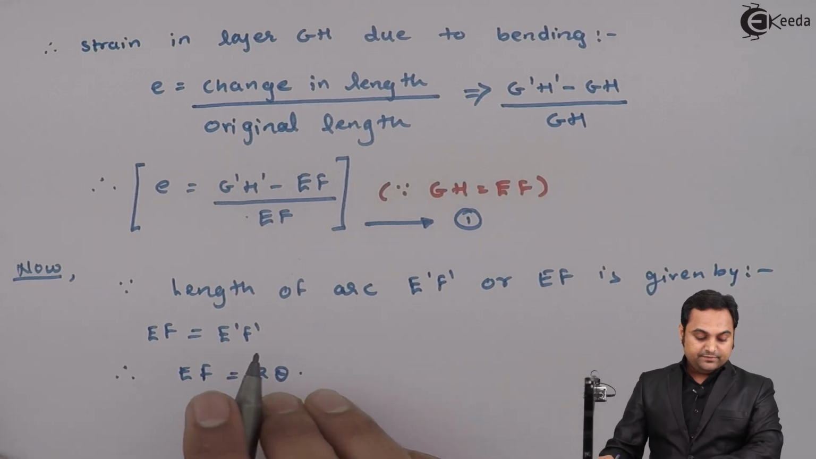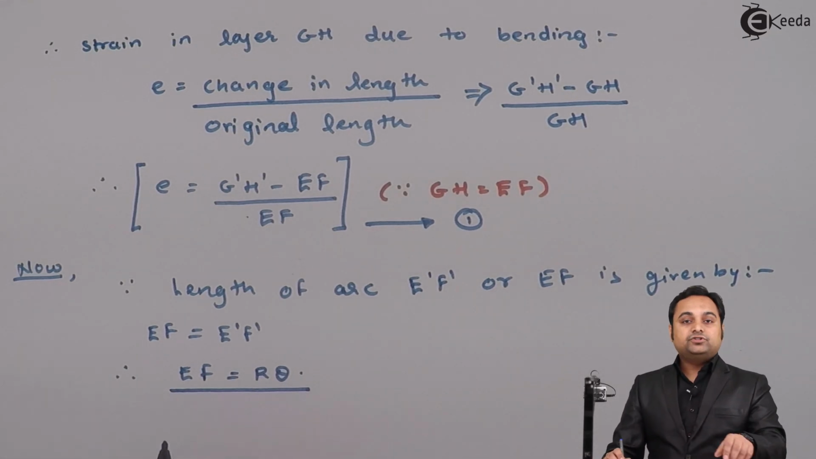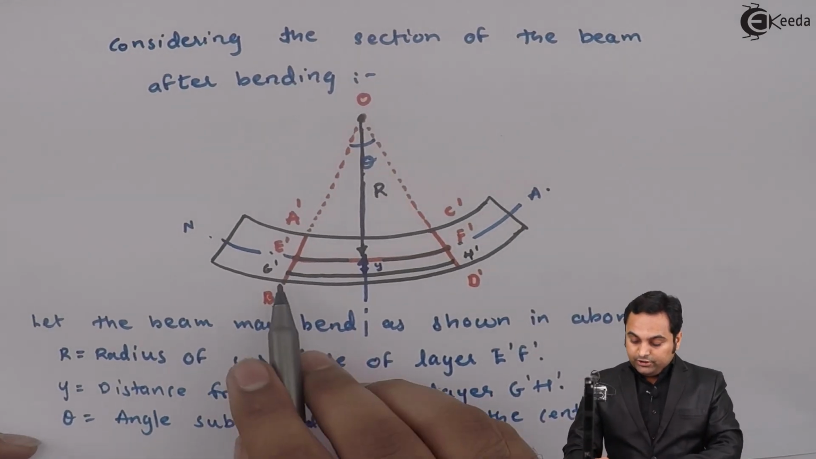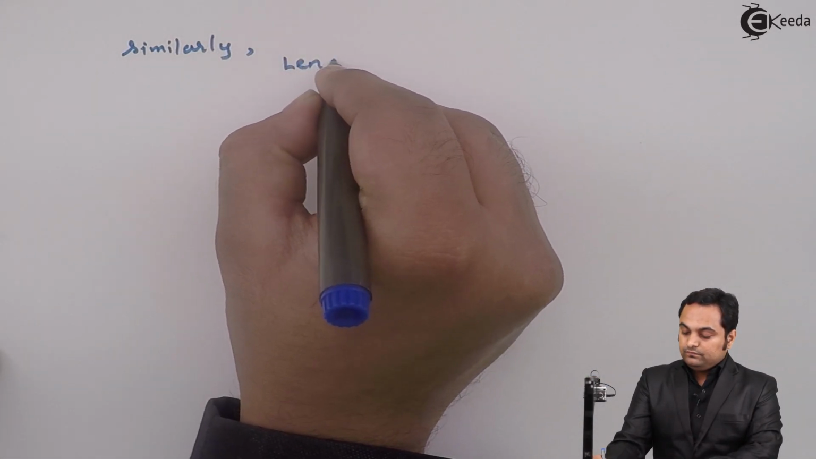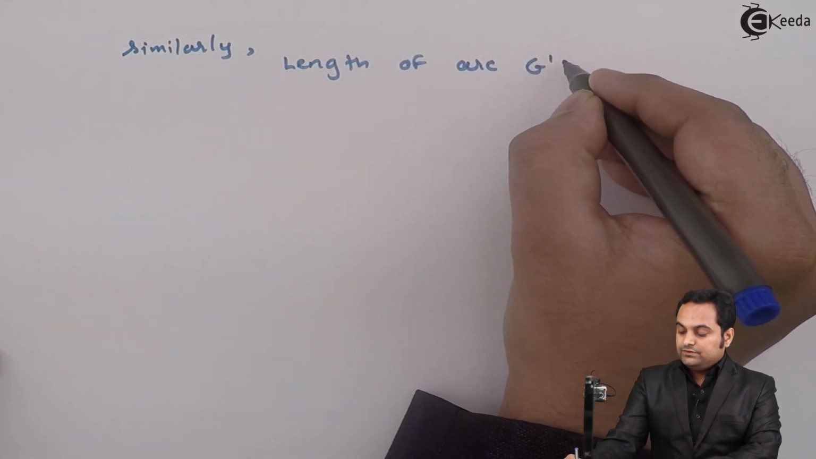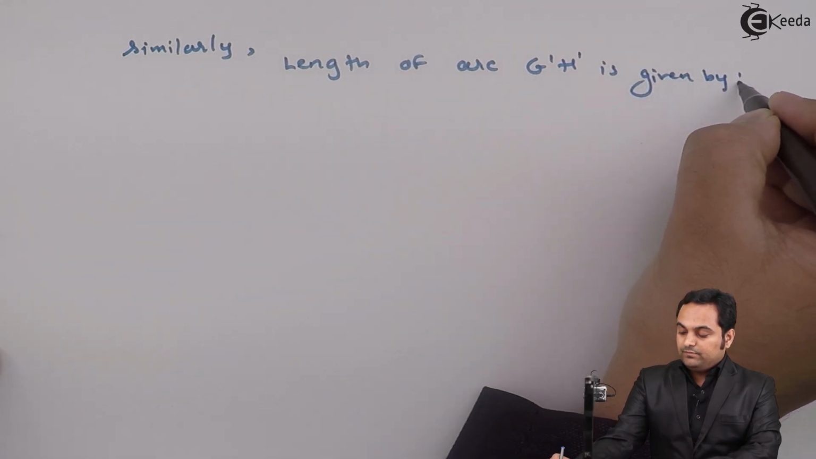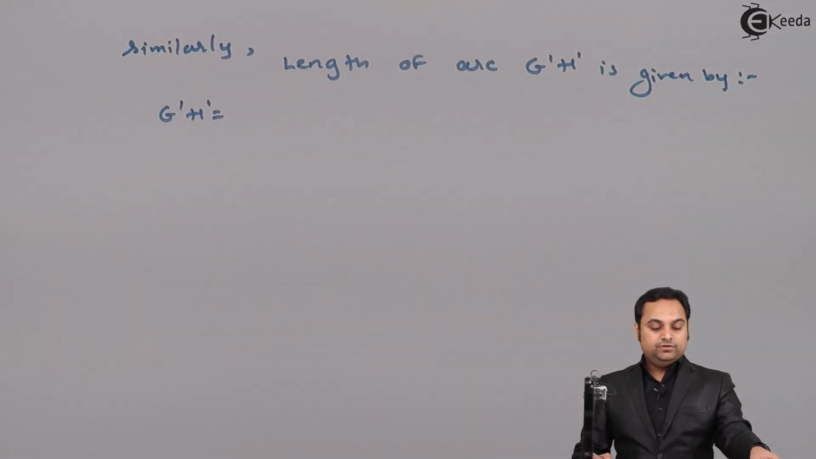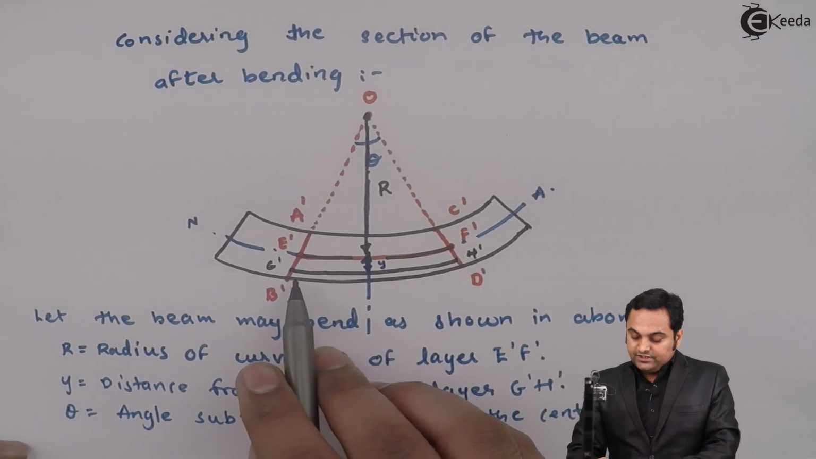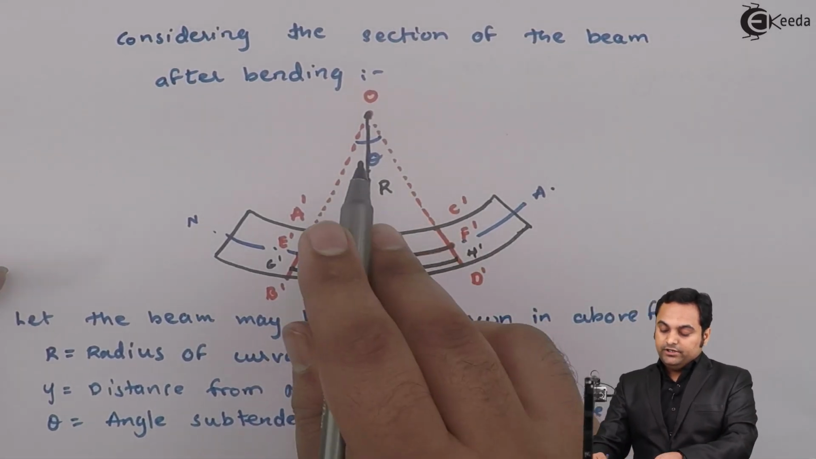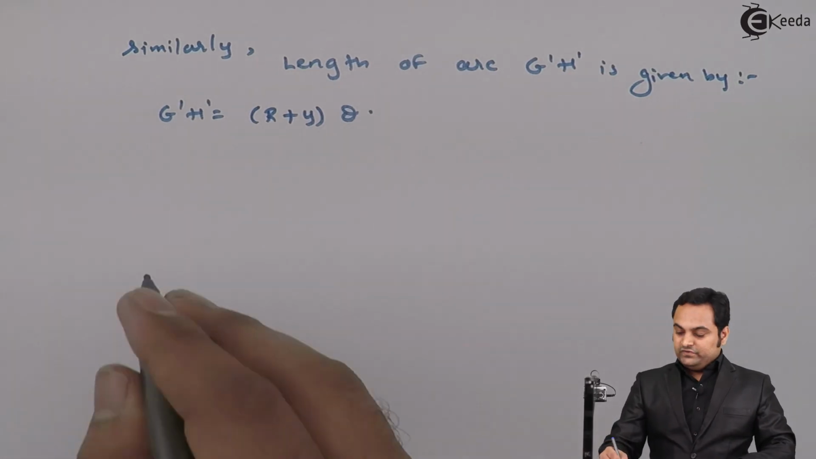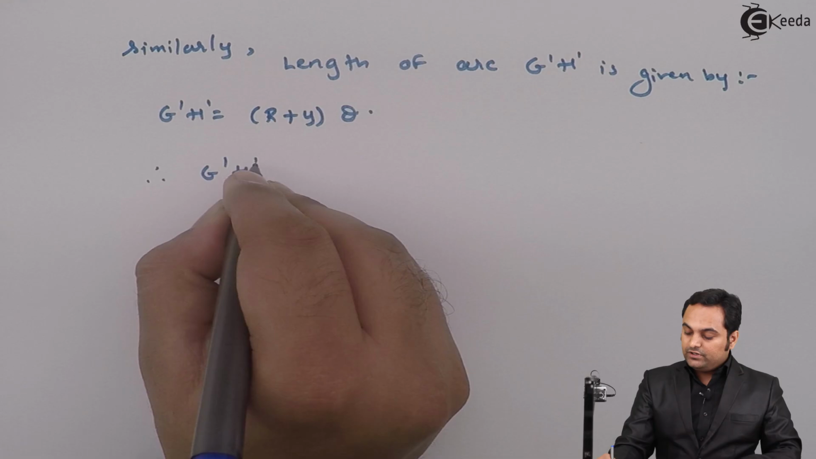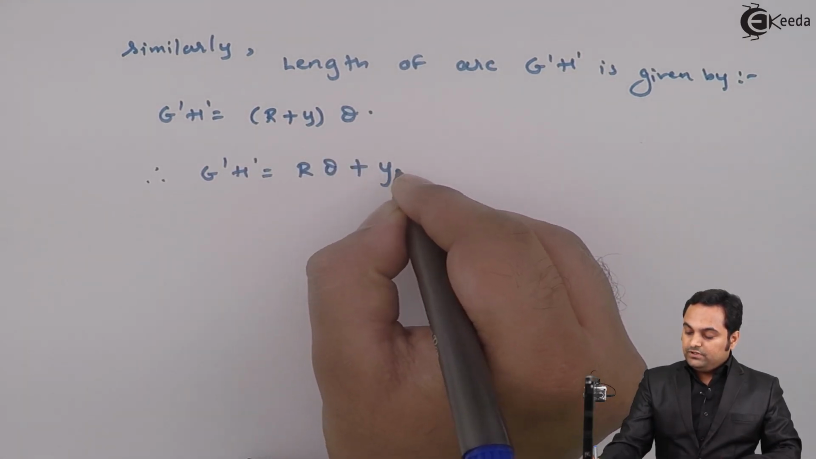Next, this length of arc which I am getting is for EF. Now similarly I will calculate the length of arc for G dash H dash. I want to know the length of this arc, so similarly length of arc G dash H dash is given by G dash H dash is equal to, now for this layer the radius of this layer is capital R plus Y, into theta, so capital R plus Y into theta. So hence here G dash H dash will be R into theta plus Y into theta.